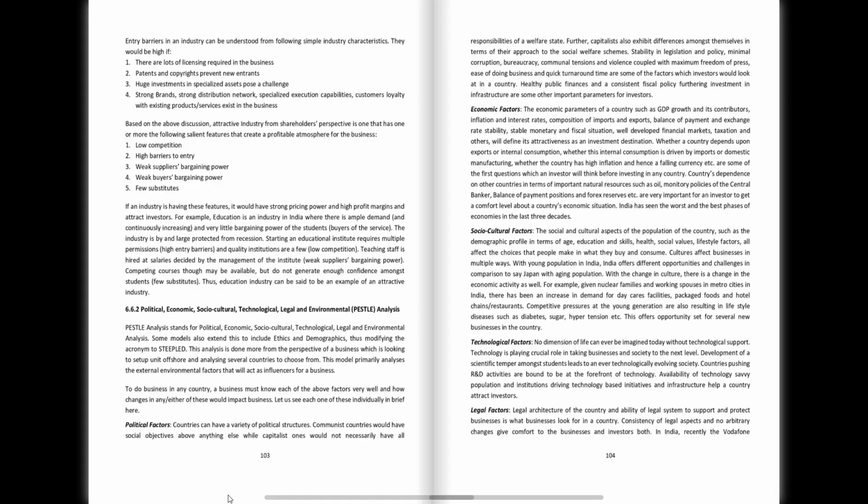and attract investors. For example, education is an industry in India where there is ample demand, continuously increasing, and very little bargaining power of the students, buyers of the service. The industry is by and large protected from recession. Starting an educational institute requires multiple permissions, high entry barriers, and quality institutions are a few, low competition. Teaching staff is hired at salaries decided by the management of the institute, weak suppliers' bargaining power. Competing courses though may be available but do not generate enough confidence amongst students, few substitutes. Thus, education industry can be said to be an example of an attractive industry.